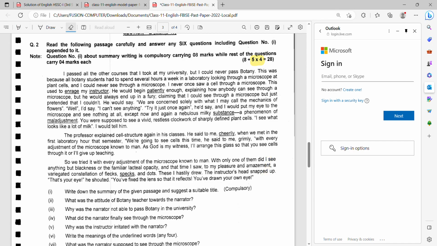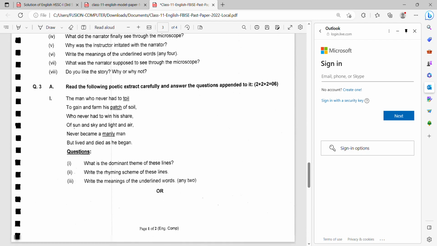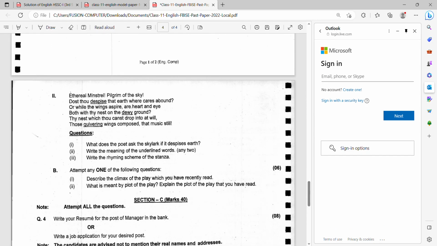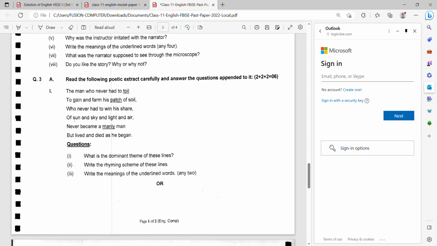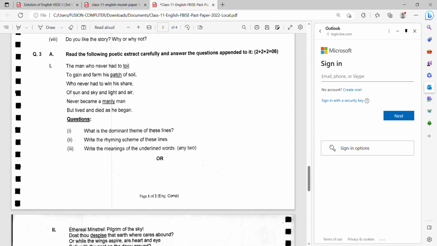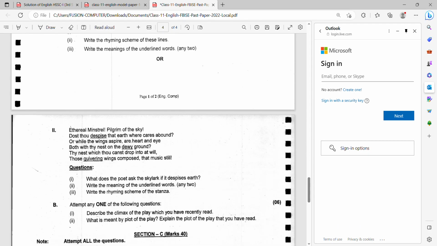Moving forward, we came to know that question number 3 consists of 2 parts. Part A is basically a stanza or poetic extract taken from your book. It is of 6 marks, 2 marks for each question. You have to answer 3 questions asked from this stanza. And you have an option: 2 stanzas are given, and you have to attempt only one of them.